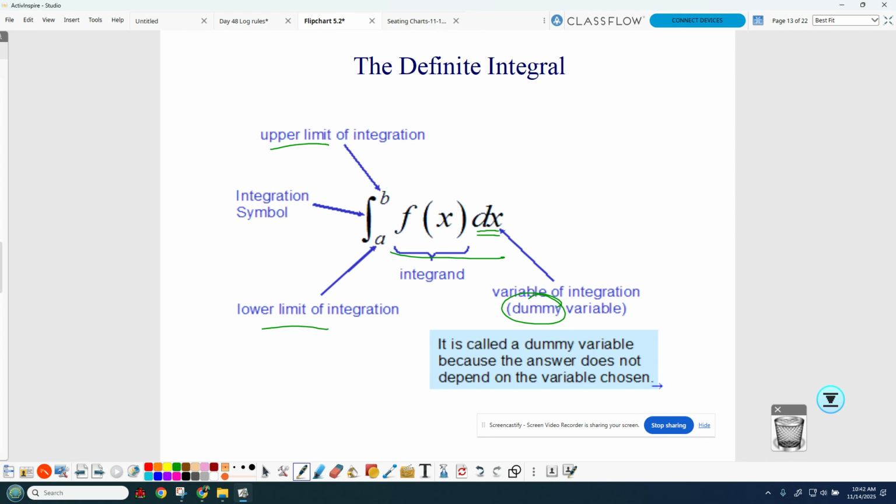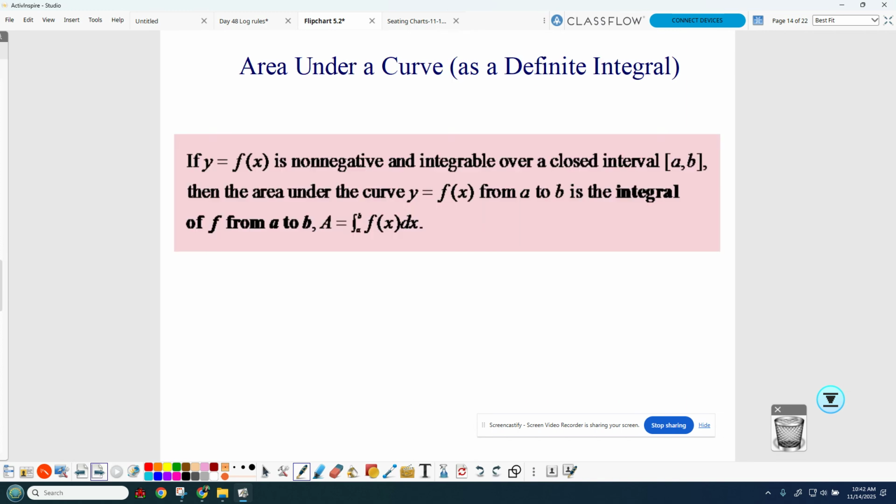It's called a dummy variable because the answer does not depend on the variable chosen. Not exactly true. When you get to multivariable calculus, if you integrate with respect to x versus y versus z, there's differences. Okay. All right. I don't care. Don't know why they say non-negative.